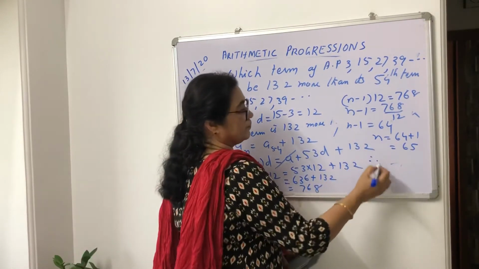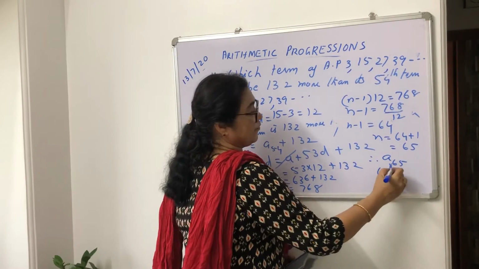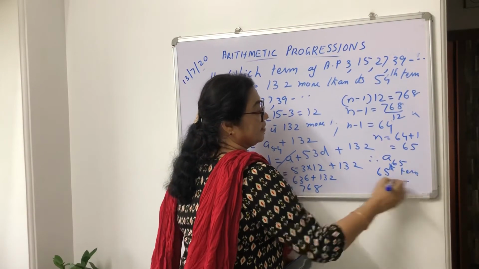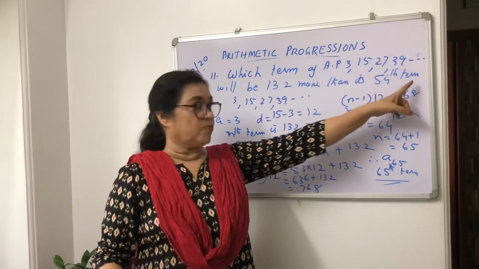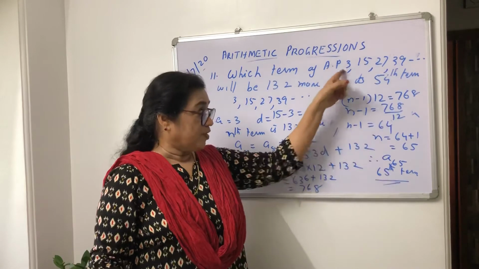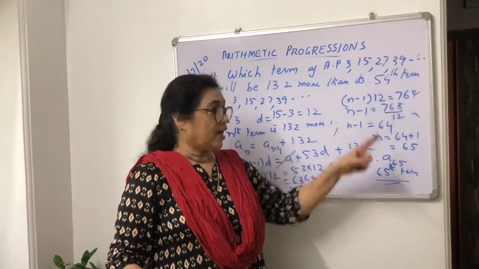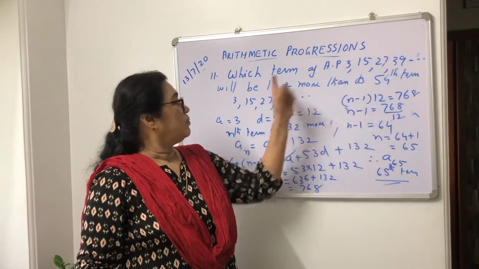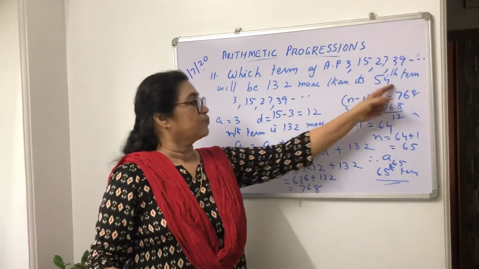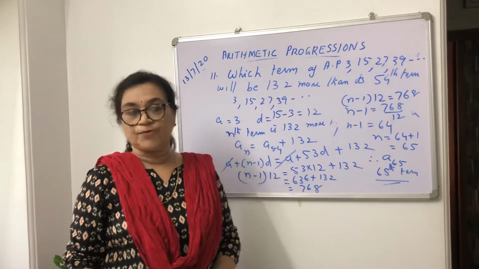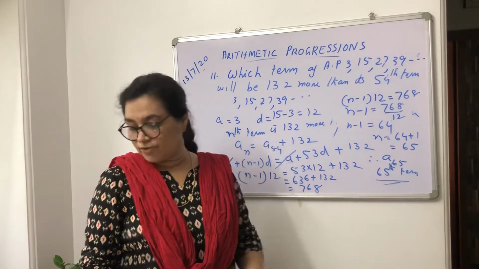Therefore, a_65, that is the 65th term, is 132 more than its 54th term. So in this AP, when you take a_65, that will be a_54 plus 132. That is the 65th term. Therefore, the required term here is a_65.